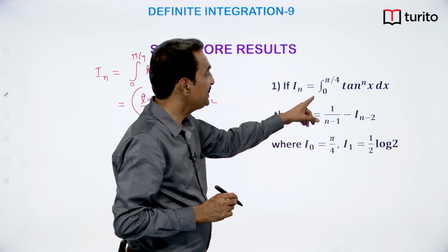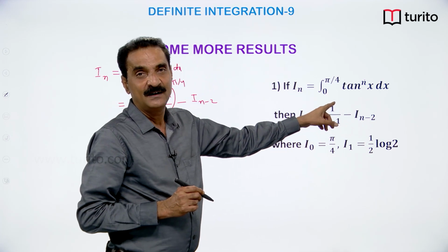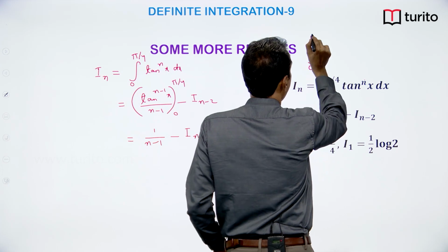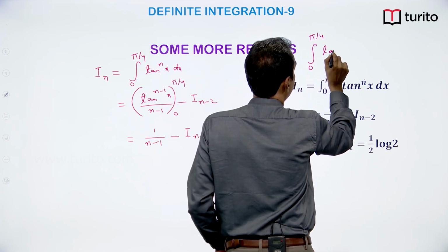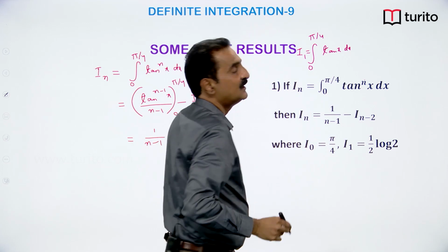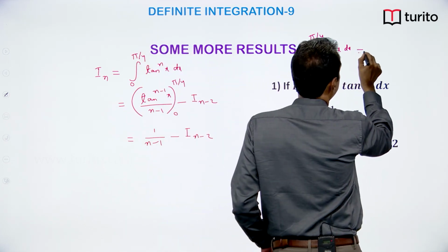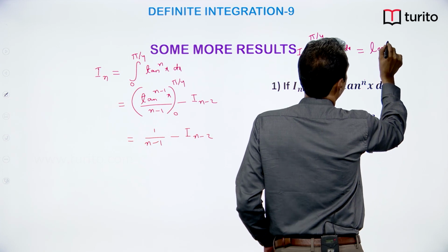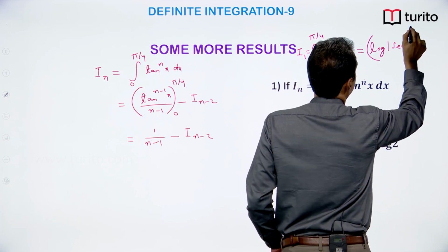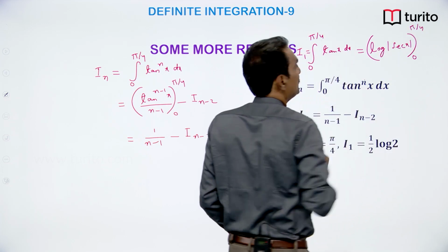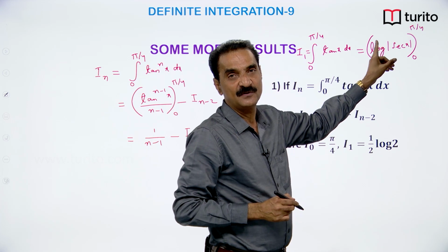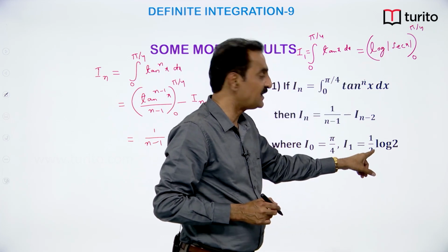And I1 is the integral 0 to pi by 4 of tan x dx. The integral of tan x is what? The integral 0 to pi by 4 of tan power 1 x. This is I1. The integral of tan x is log mod secant x, and substituting limits 0 and pi by 4, secant pi by 4 is root 2. So you will get log root 2, and substituting 0 you will get log 1, which is 0. So log root 2 is nothing but half log 2.